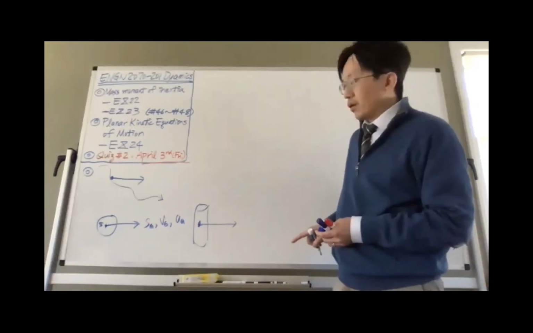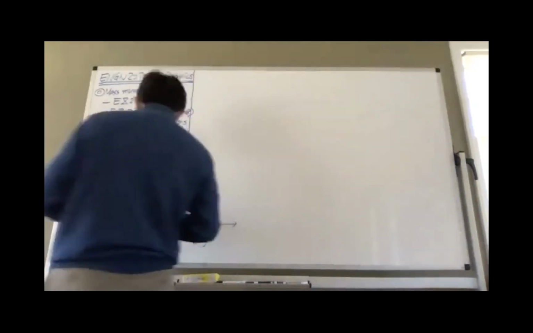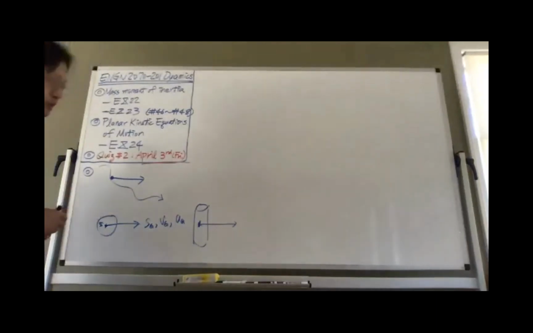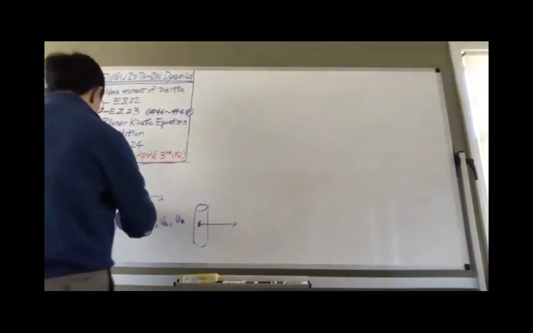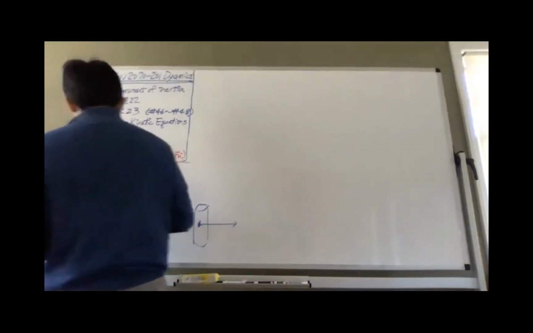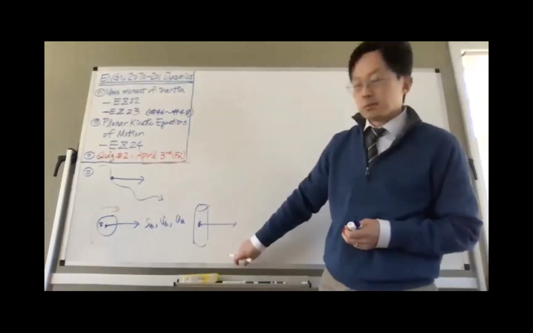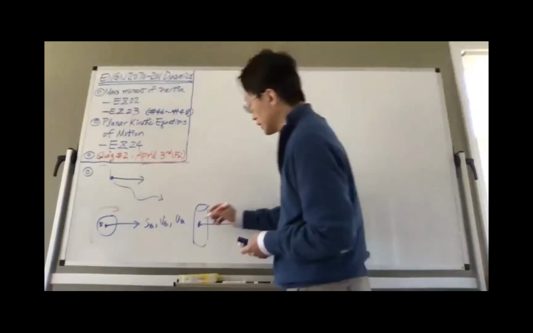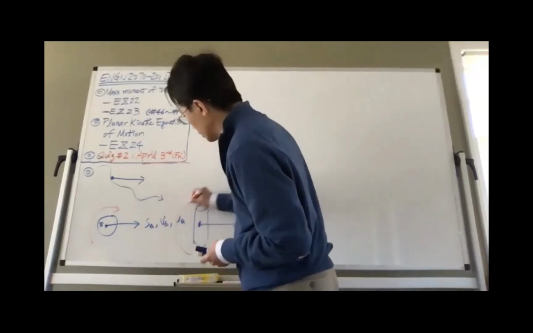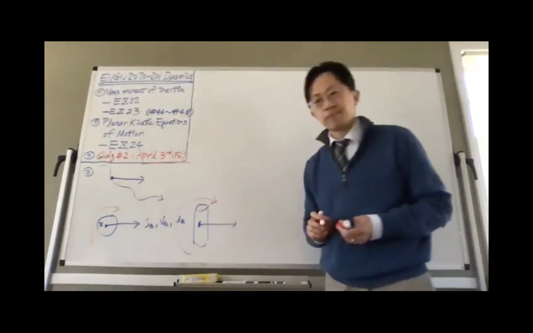Now, what if there's a rotation? And this was the subject we talked about since March. What if you have translational motion, but also rotational motion? So it's not only moving this way, but it's also spinning like this.